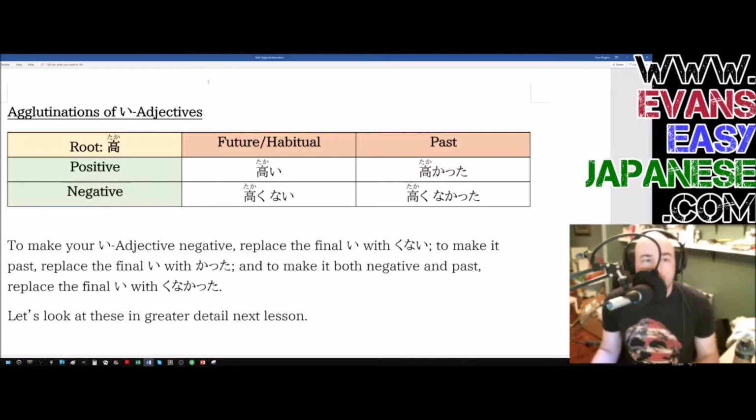We are going to talk about the e-adjective verbs first, which will bring us into our verb forms later. There's two ways to make an e-adjective past tense. If I've been saying negative this whole time, it's because I have mistakenly said negative and I meant to say past.